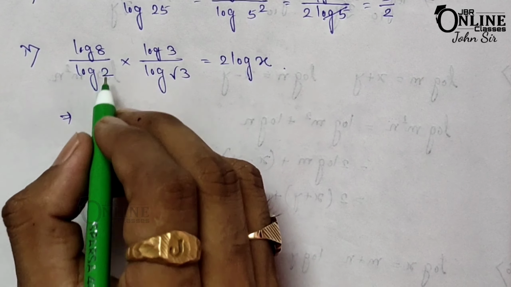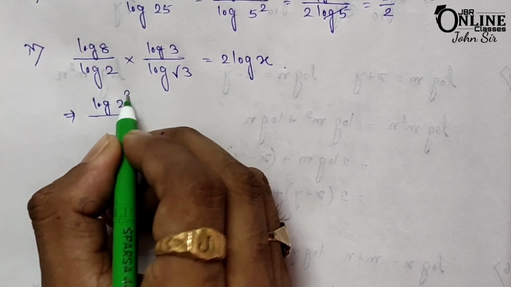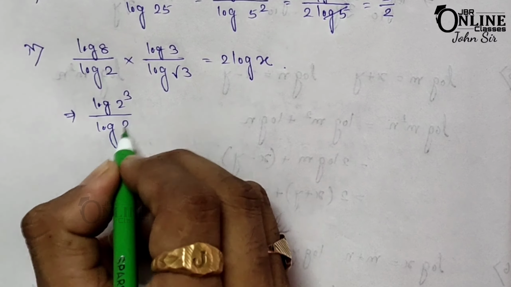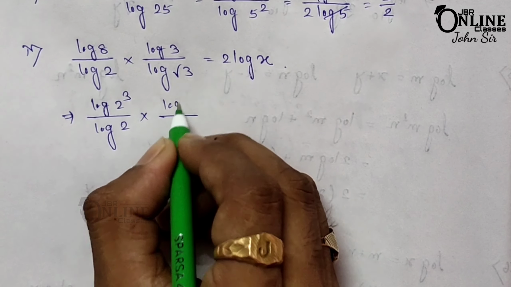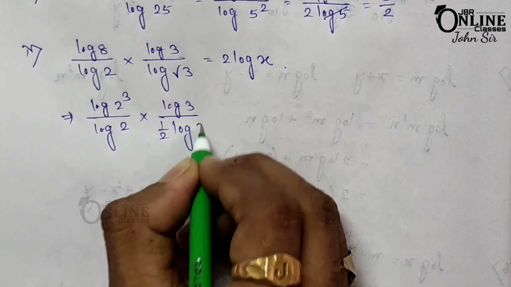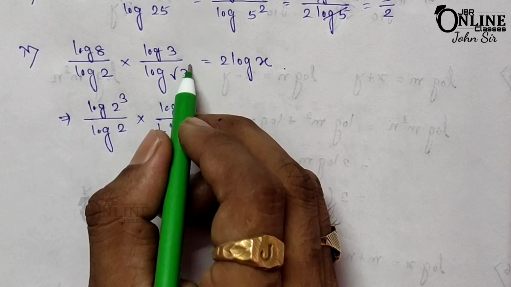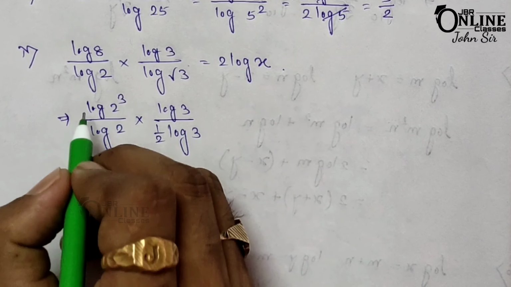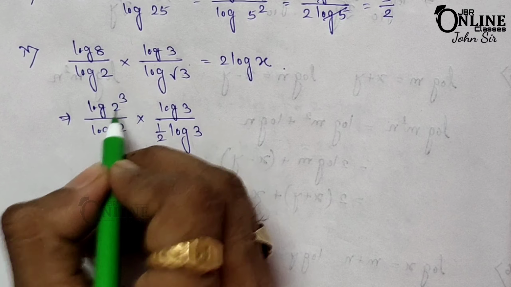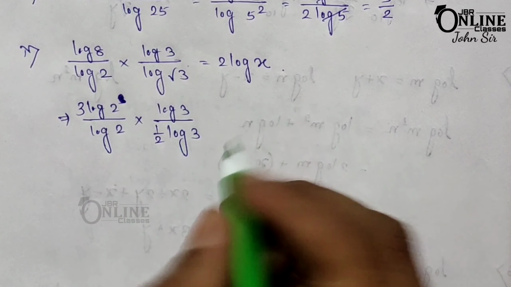Okay, now log 8 by log 2. Log 8 means log 2 to the power 3, that equals 3 log 2. Here log 3, and log root 3 means half log 3, as root 3 means 3 to the power half, so it will be half log 3. Now here log 2 root 3, that means 3 log 2. You can directly write this down, 3 log 2.